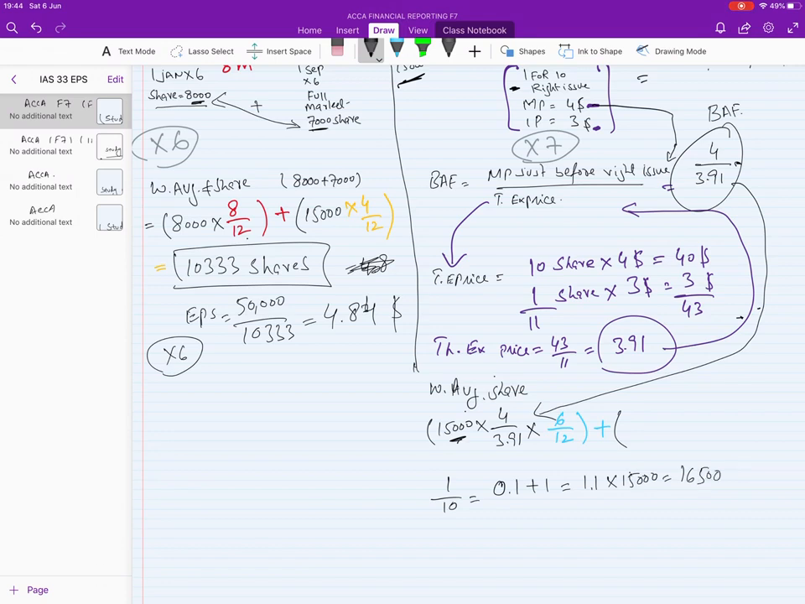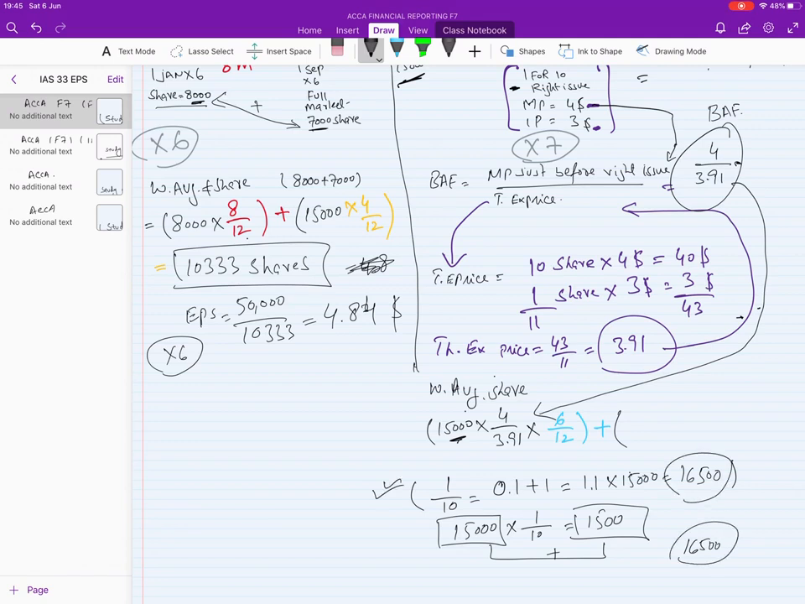16,500. 15,000 multiplied by 1.1 is 16,500. Or you can calculate the other way: you were having 15,000 shares before, and now you are giving one share to whoever has 10, so you are issuing 1,500 more shares. If you add these two, it will give you 16,500. This is the same, so this method is quick. It means you will have 16,500 shares now.